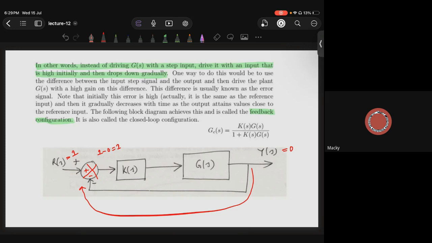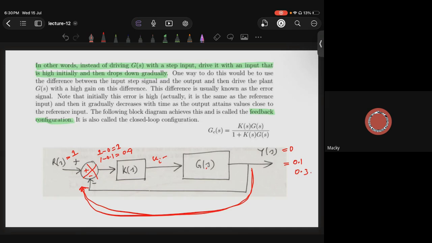That input you are giving to this K of S controller. Then the controller will produce some control input U here. That you will give to the G of S. Then it will produce the next output. Let us say that value is some 0.1. Next again you will compare, 1 minus 0.1, so that will be 0.9. Again you will produce U. The next output, let's say, is 0.3.